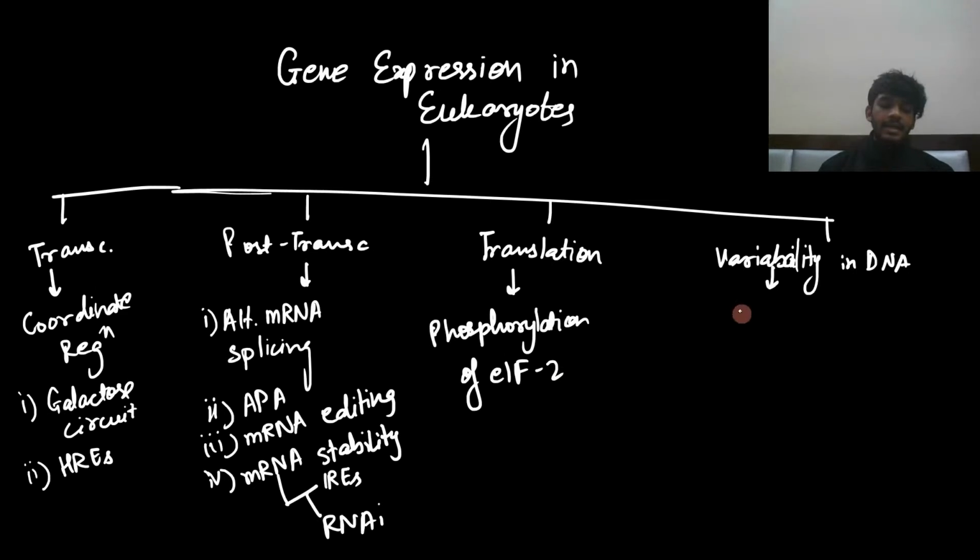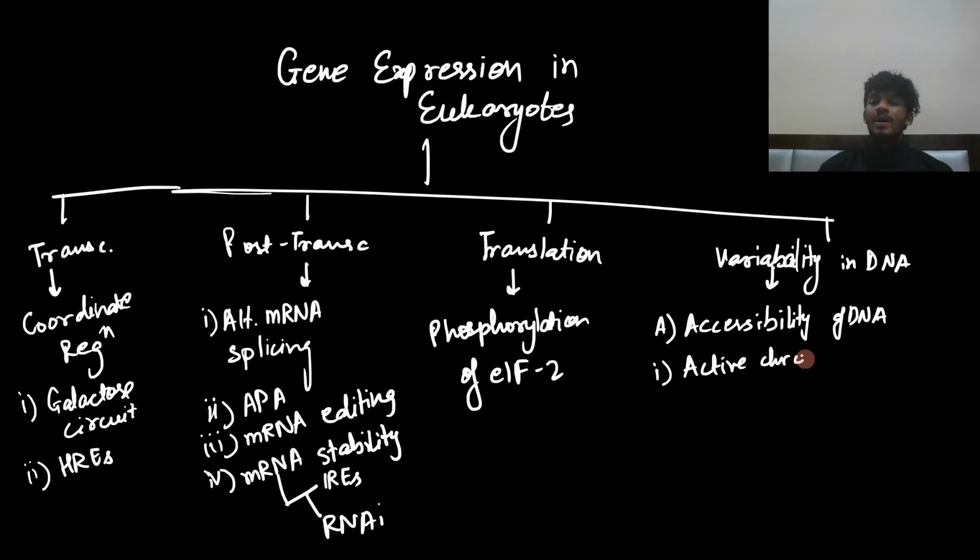In variability in DNA, there is a lot to write. I'll tell you here. First, write accessibility of DNA. In accessibility of DNA, you have to write 2 or 3 things. First, you will write about histone modification or active chromatin, euchromatin and heterochromatinization. Second thing you will write here is CpG islands. Okay, and you can also write here about chromatin remodeling.